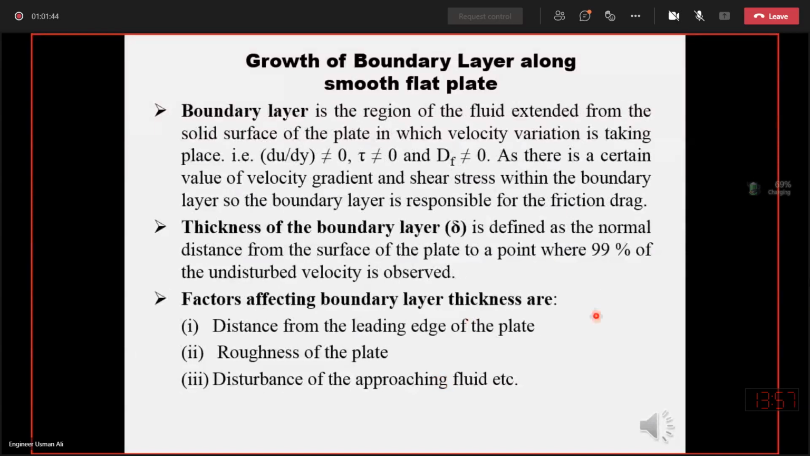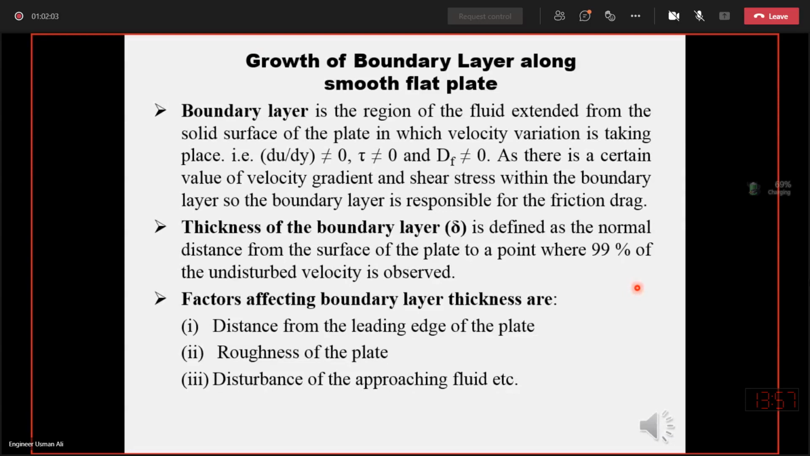What is the boundary layer? I have already defined it. It is the region of the fluid extended from the solid surface of the plate in which velocity variation is taking place. That is, du/dy is not 0. So it means there is a velocity gradient existing. Tau naught is not 0, which means shearing stress is present.